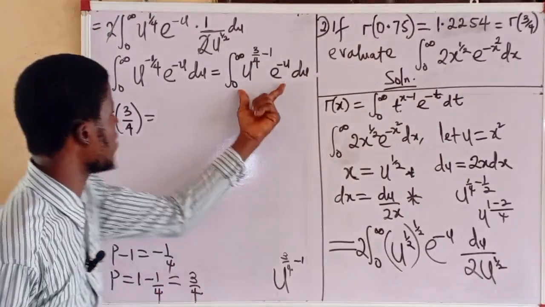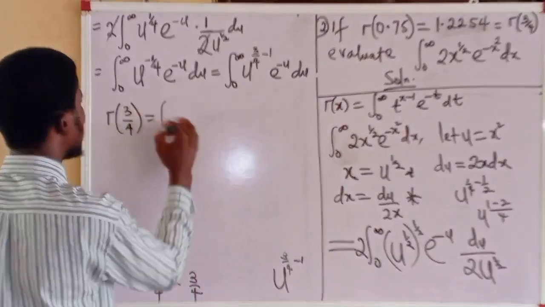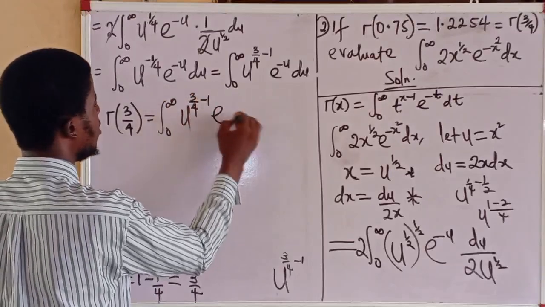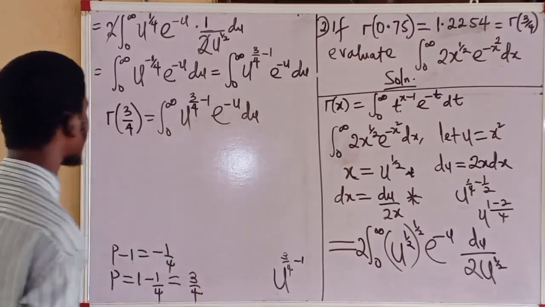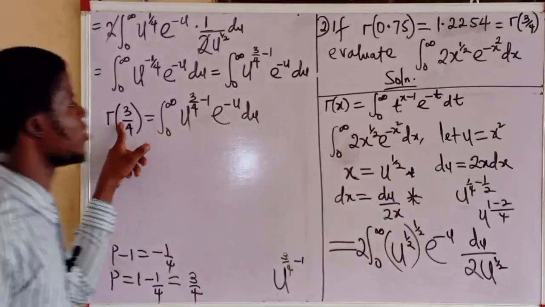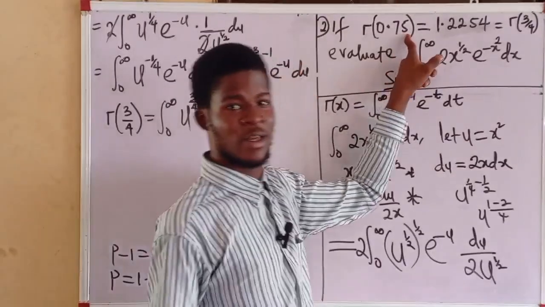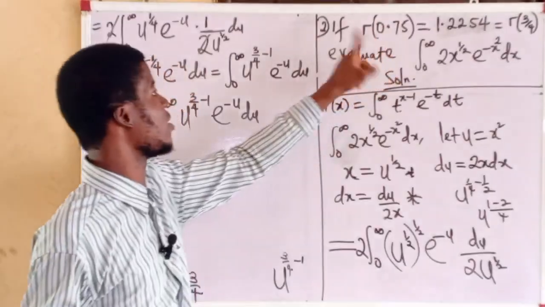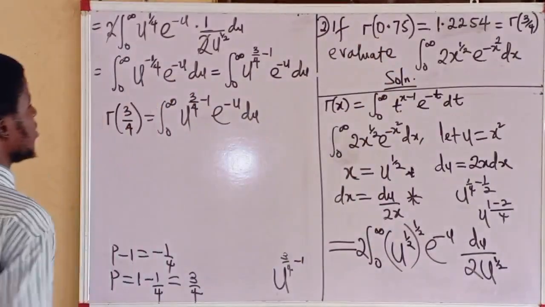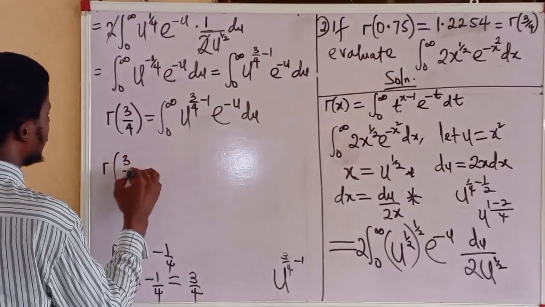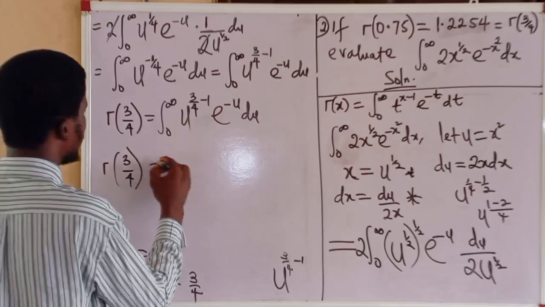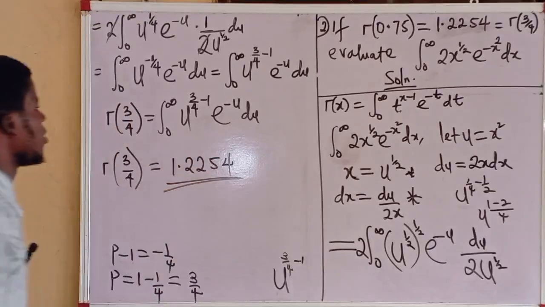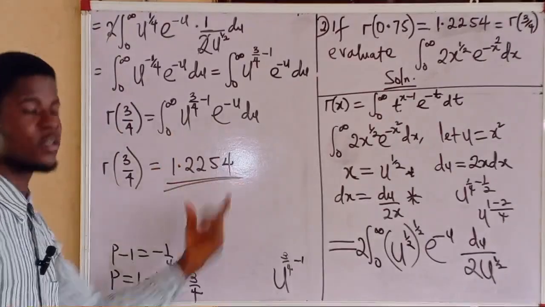Yes. Just observe the pattern. I'm having the integral from 0 to infinity of u to the power of 3 over 4 minus 1 into e to the power of minus u du. So 3 over 4, what is it? 0.75. This is the reason they gave us the gamma of 3 over 4, which is the gamma of 0.75. So it is very obvious that the gamma of 3 over 4, from what we are given, is equal to what? 1.2254. So this integral is equal to this.